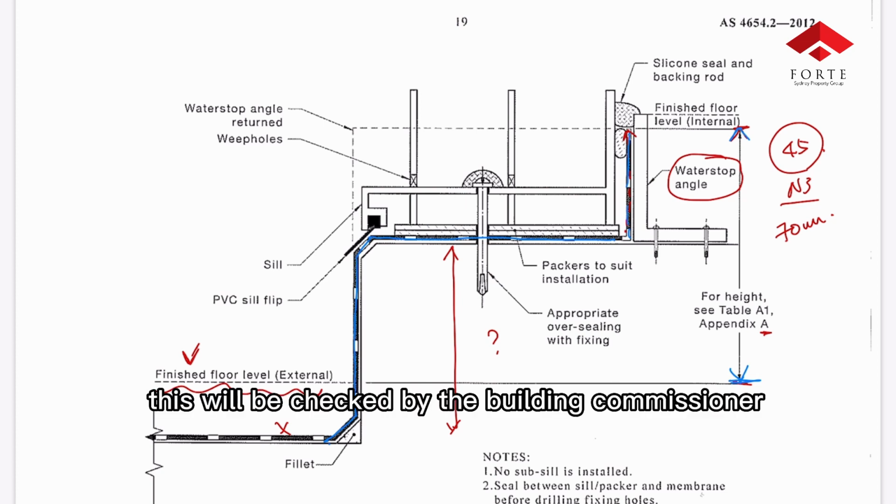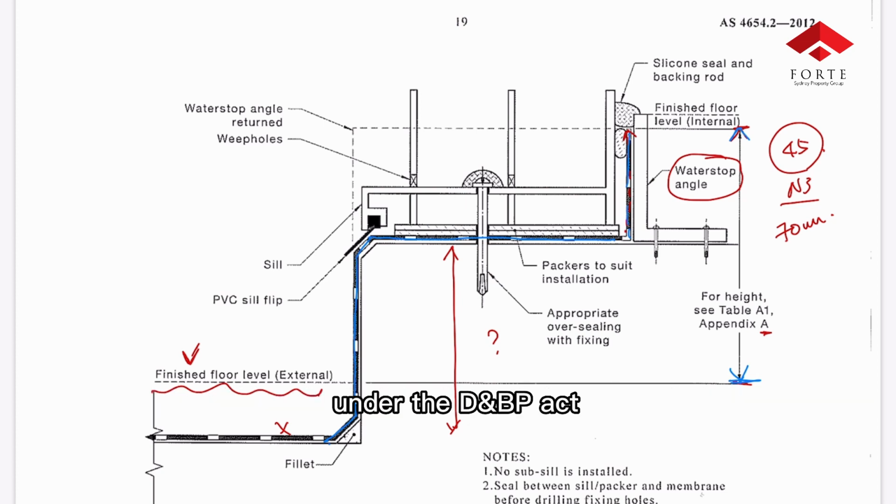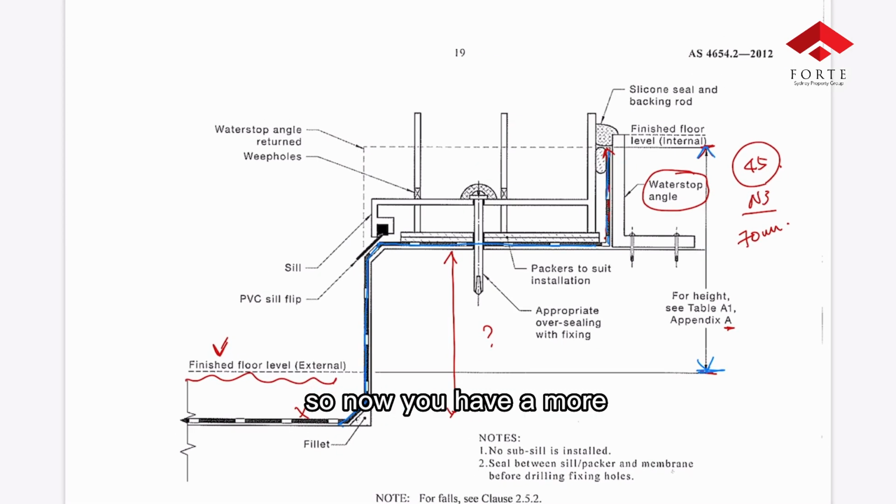This will be checked by the building commissioner under the DBP Act. So now you have a better understanding of the hob and step down, and how we protect against water coming from outside to internal.